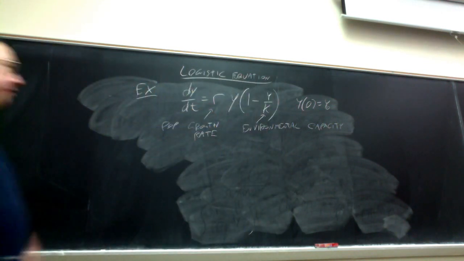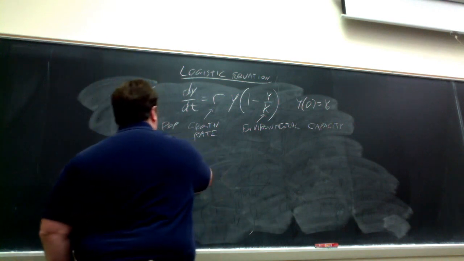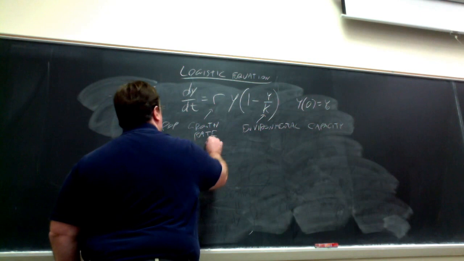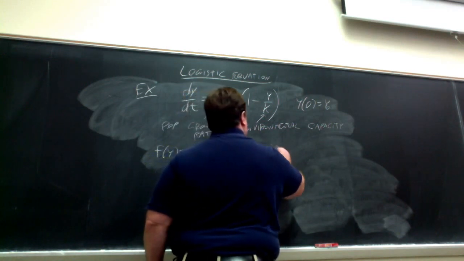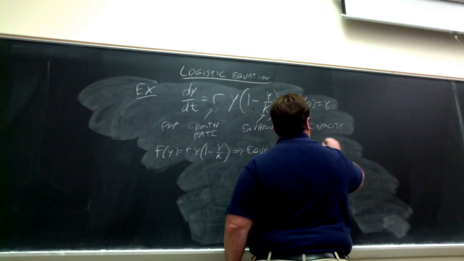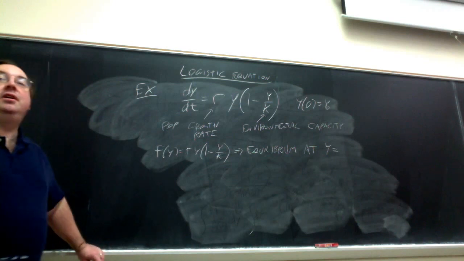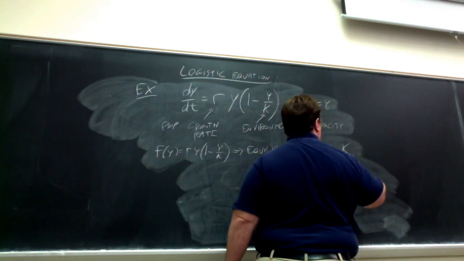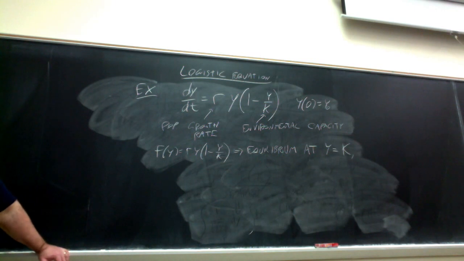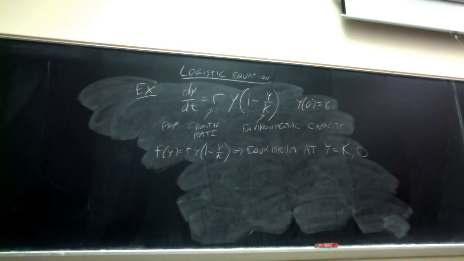Okay, now, so we need to find out, so this is your function, f of y is equal to r, y, 1 minus y over capital K. We need to find the equilibrium solutions. So in this case, there are going to be two of them. So where is this function f of y going to be 0? Yeah, y is equal to K, and where's the other one? Yeah, 0. So we still have 0 from before, but now we have this new equilibrium at y equals K.